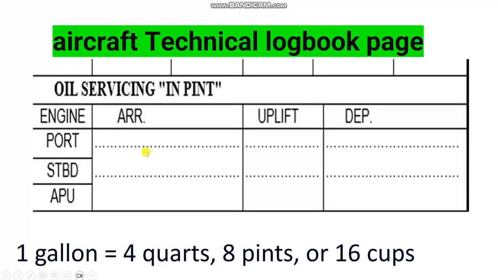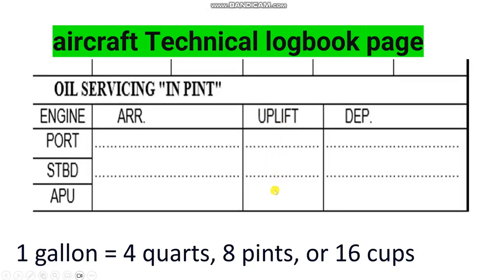Look here, the aircraft technical logbook page. For each pre-departure check, you must measure the quantity in the oil tank to be added or satisfied. Here are the engines, port, starboard, and APU, the quantity at arrival of the trip or flight, and the uplift here.